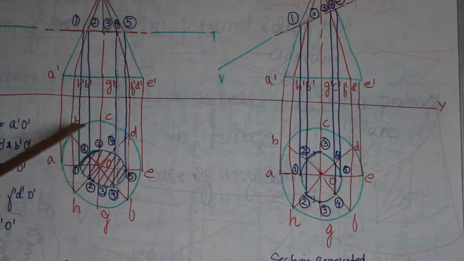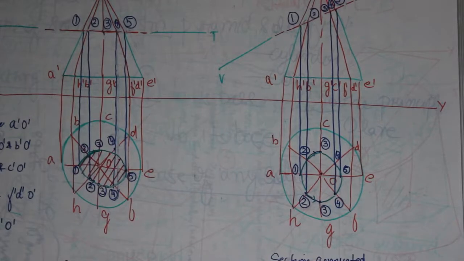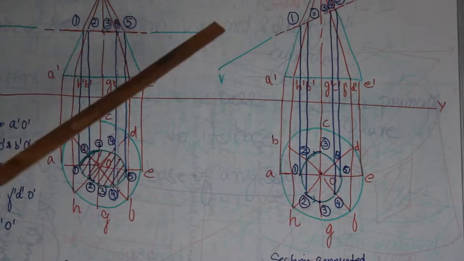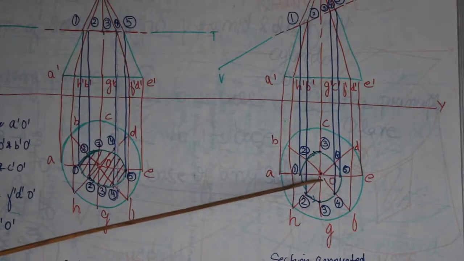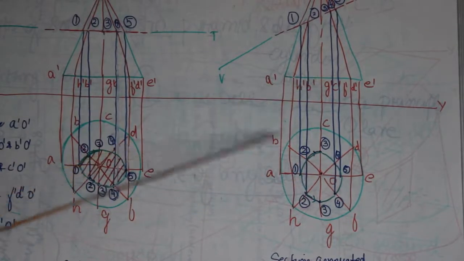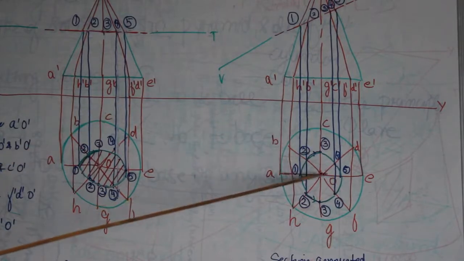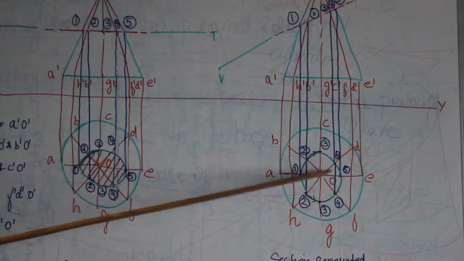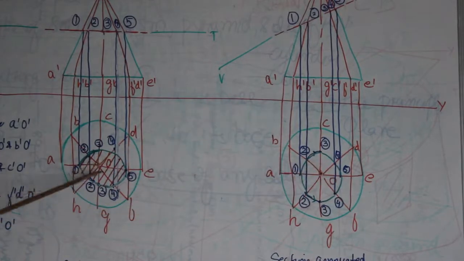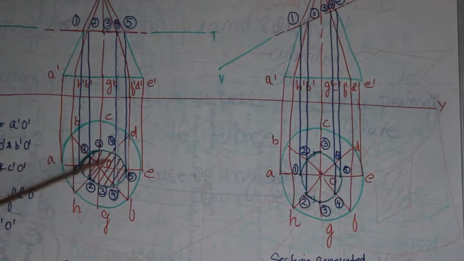A true section we get when the plane is parallel to HP, and an apparent section is not the true section, is not the actual shape of the section. This is AIP, and thus this is not the true section, this is the apparent section. This is not the real or the true shape of the section, but this is the real and the true shape of the section which is generated here.